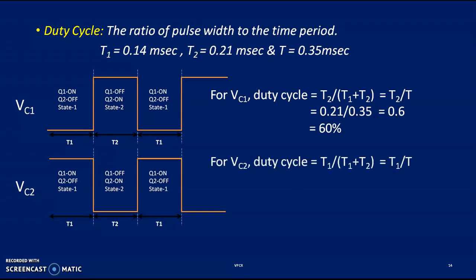Similarly for VC2, we are generating a pulse width of T1. So you need to calculate T1 as a percentage of the total, and now you obviously get 40%. Obviously these two are complements of each other. If one duty cycle is 60%, the other wave must be 40%.